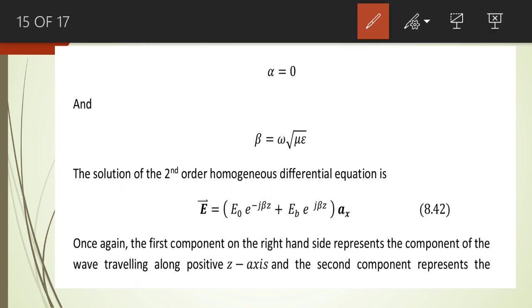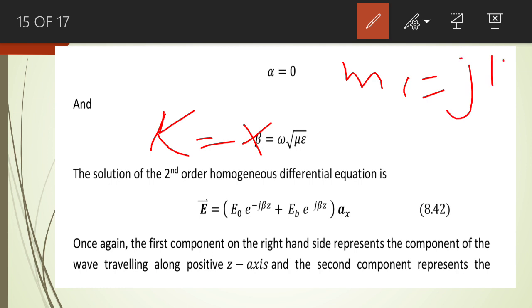Once again, please replace this beta by k, which is known as the propagation constant. So there are two roots. One root is m1, which is equal to jk, and the other root is m2, which is equal to minus jk, right? So these are the two roots. Instead of beta, you need to consider the propagation constant, that is k.